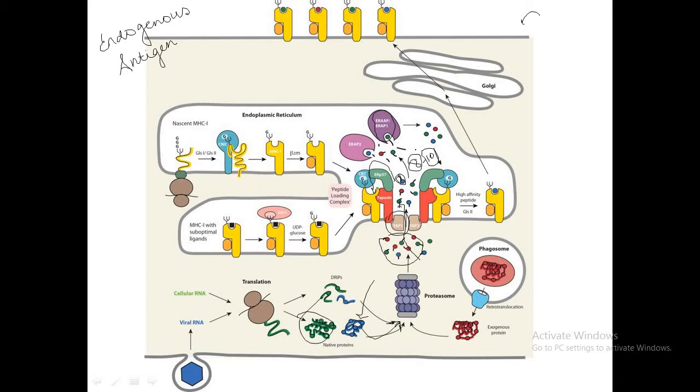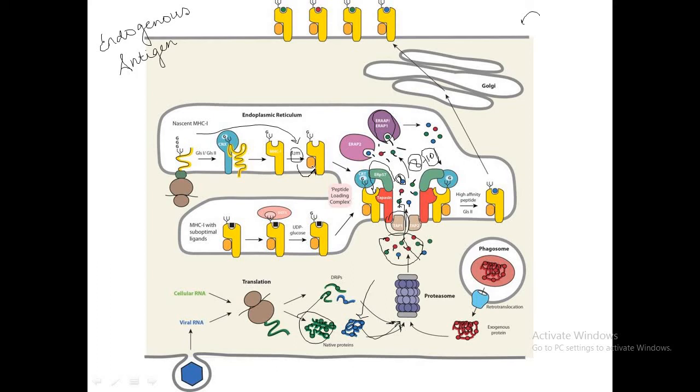Besides this, there is another event that takes place, the maturation or proper folding of this MHC1 molecule. The proper folding of this MHC1 molecule is done with the help of two different proteins. One is calnexin protein, denoted by CNX1. Calnexin plays a very important role in the folding of this nascent MHC1 to a mature form, and it also helps in the association of beta 2 microglobulin with this MHC1 molecule.